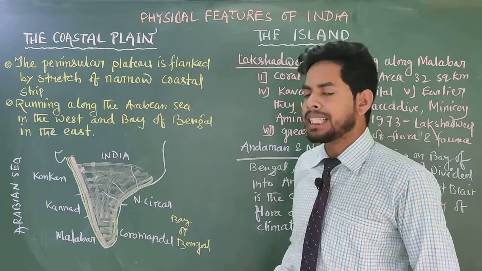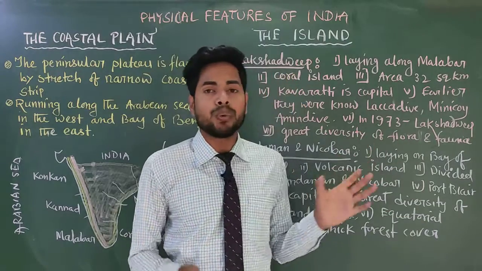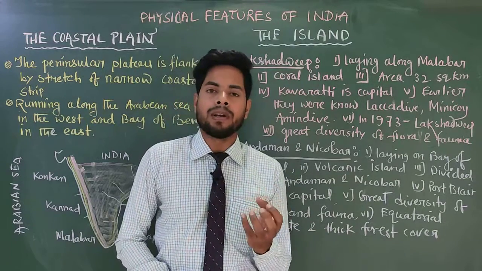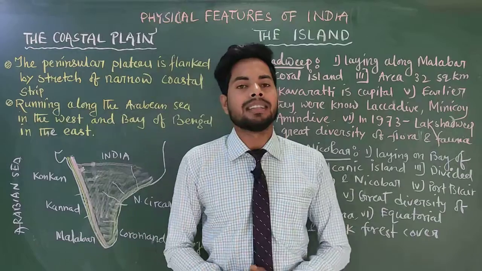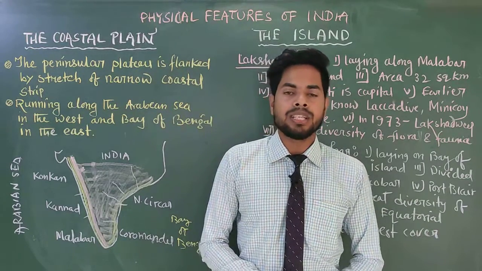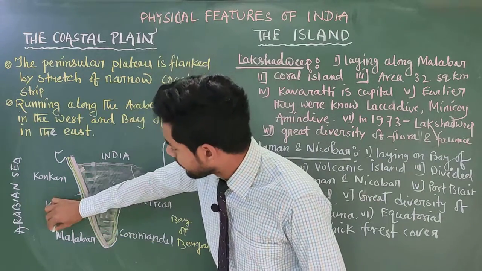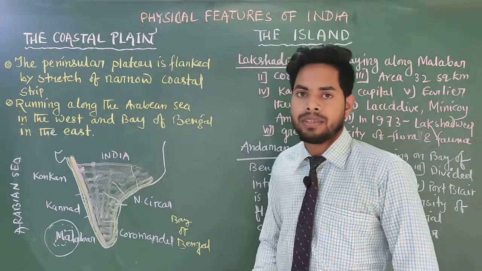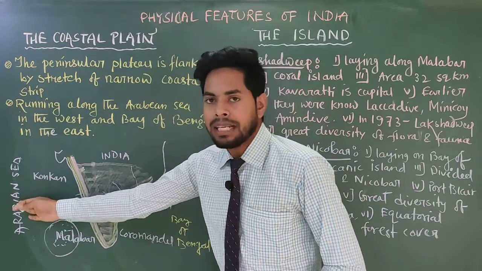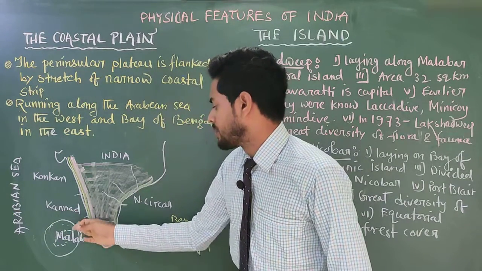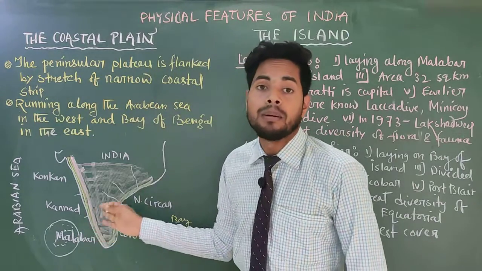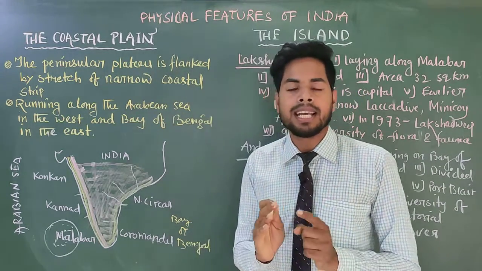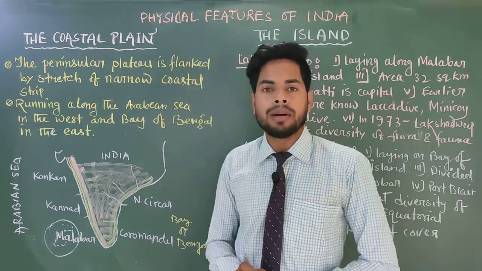Dear students, next we discuss the islands. There are two groups of islands lying along the coast of India: first Lakshadweep, and second the Andaman and Nicobar Islands. First, let us discuss Lakshadweep. It is a group of islands lying on the Arabian Sea, close to the Malabar coast.